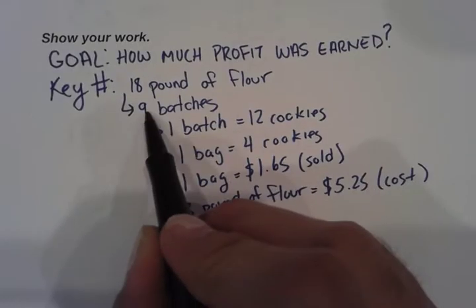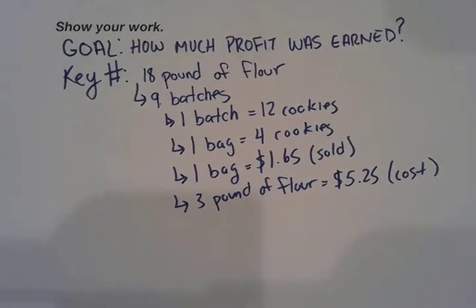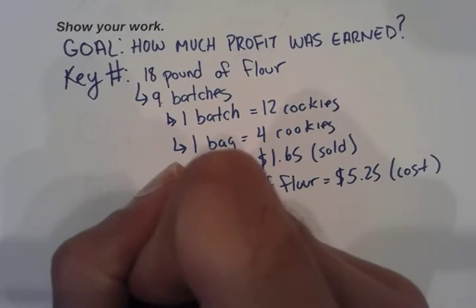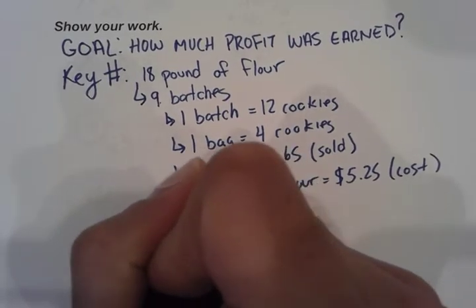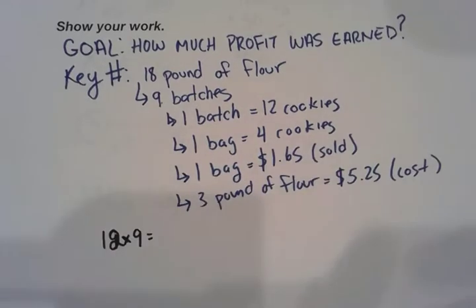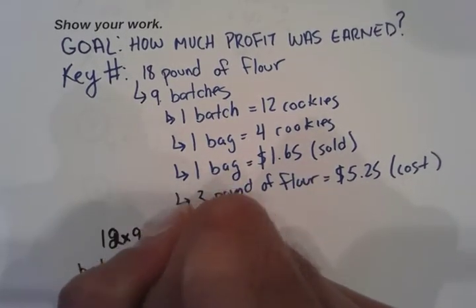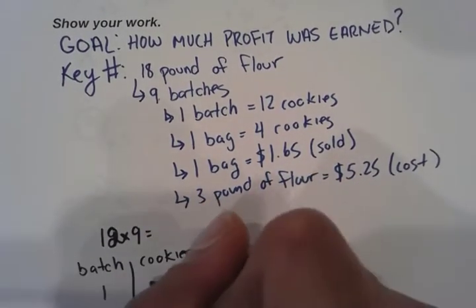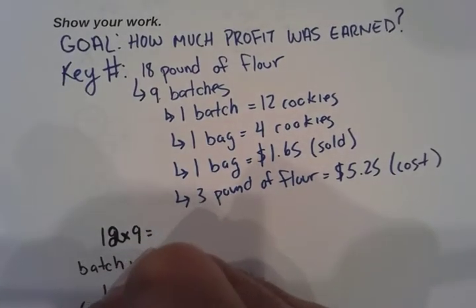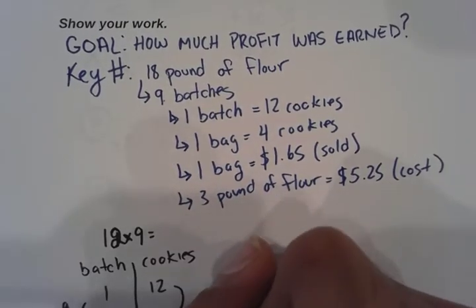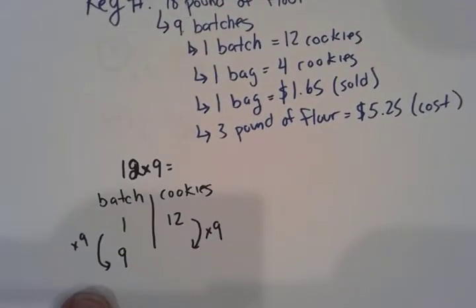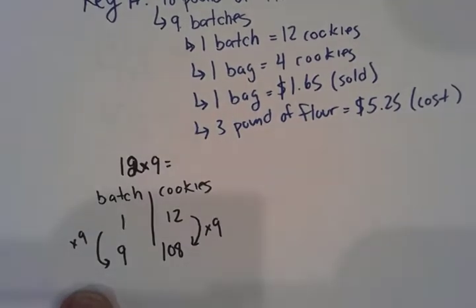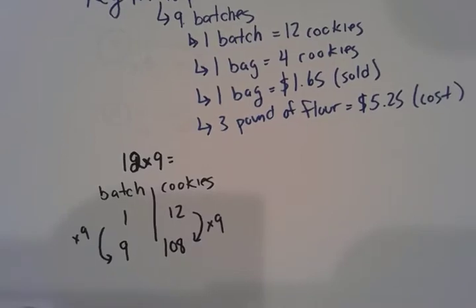So we know there were 9 batches made, and one batch equals 12 cookies. So if we want to find how many cookies were made all together, all we are going to need to do is 12 times 9. Because if we make our ratio table, batch, cookies, one batch equals 12 cookies, 9 batches were made. What you do to one side, you do to the other. And 12 times 9, well, that's going to be 108. So we know there was 108 cookies that were made.